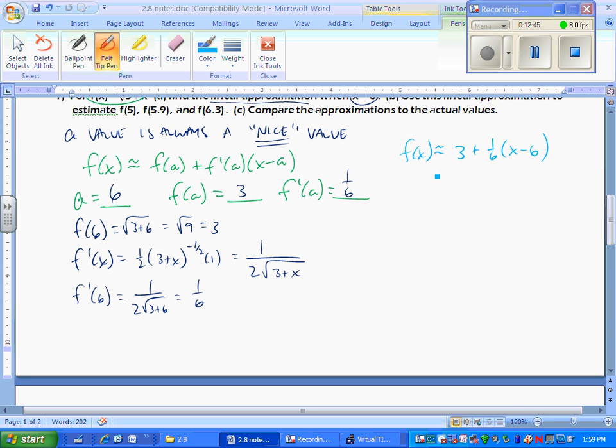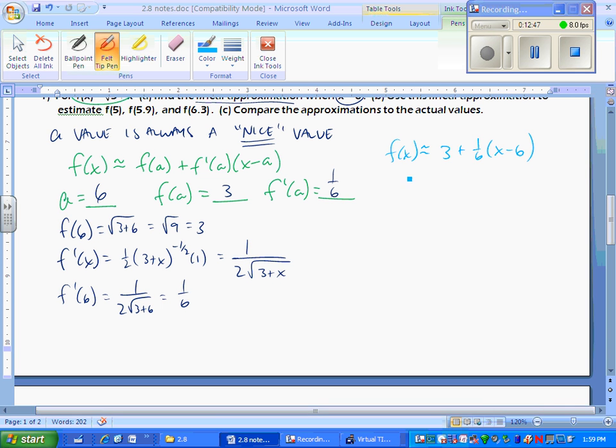So this one, we can go ahead and simplify. We don't always have to, but we can simplify this pretty easily by distributing the 1/6. And then we can combine the 3 minus 1. So we get 1/6 x plus 2. So there's part A. There's our linear approximation. This is basically the tangent line when x equals 6 on this graph.